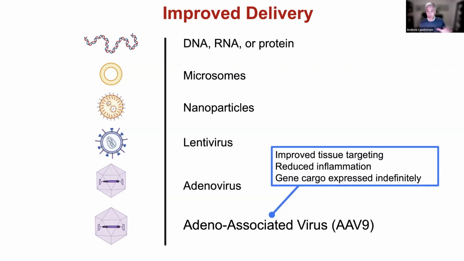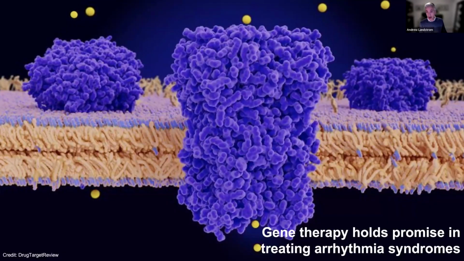It has better tissue targeting. It wants to go to the heart. It doesn't have quite that immune response that some viruses do. And then the cargo, whatever it delivers, can be made forever in the cell, in theory. So because of these advances, I think that gene therapy holds tremendous promise for SADS conditions.